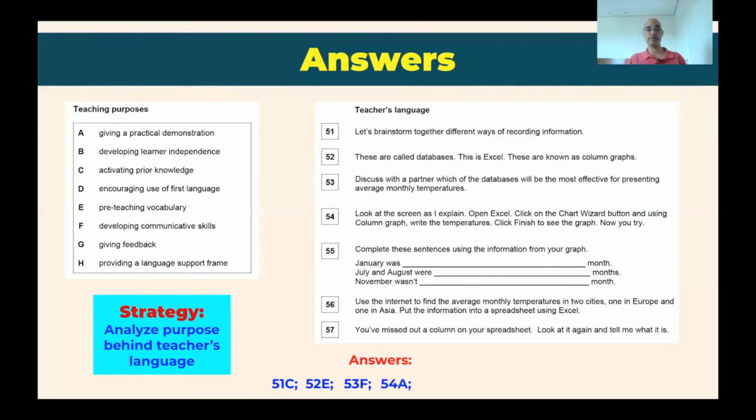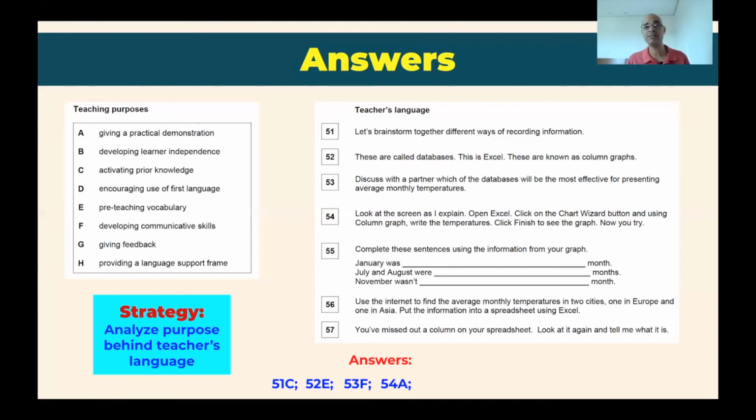Number 55, even by looking at it, we have a big clue, because those look like frames to me. Complete the sentences using the information from the graph. January was blah, blah, blah month. July and August were blah, blah, blah months. November wasn't blah, blah, blah month. Okay, so those are definitely frames or sentence frames, or it's a type of support frame.